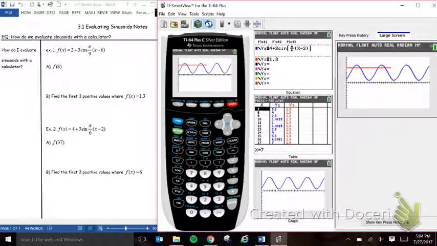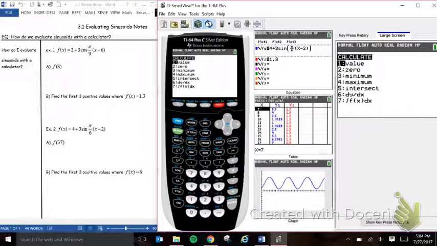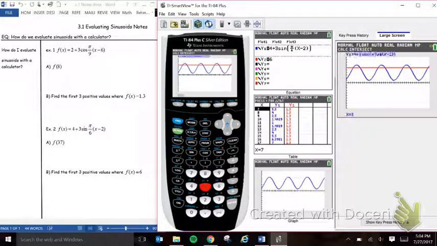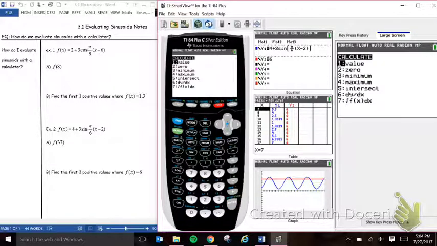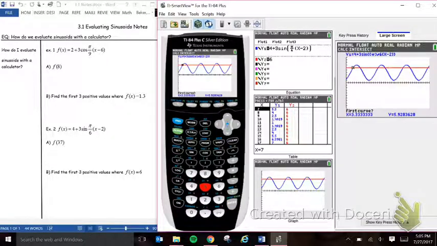All right, so there's 1, 2, 3, 4, 5, 6, 7 intersections actually, but we only need the first 3. If you want to make your window smaller, you can. In this case, I'm not going to. I'm just going to scroll. So second trace intersect. And then, again, I'm going to take a little shortcut here, and I'm going to go ahead and put a guess in. And I'm going to get the one that's closest to 2. It's not at 2, but it's kind of closer to it. And that gives me that first one. It's at 3.394.